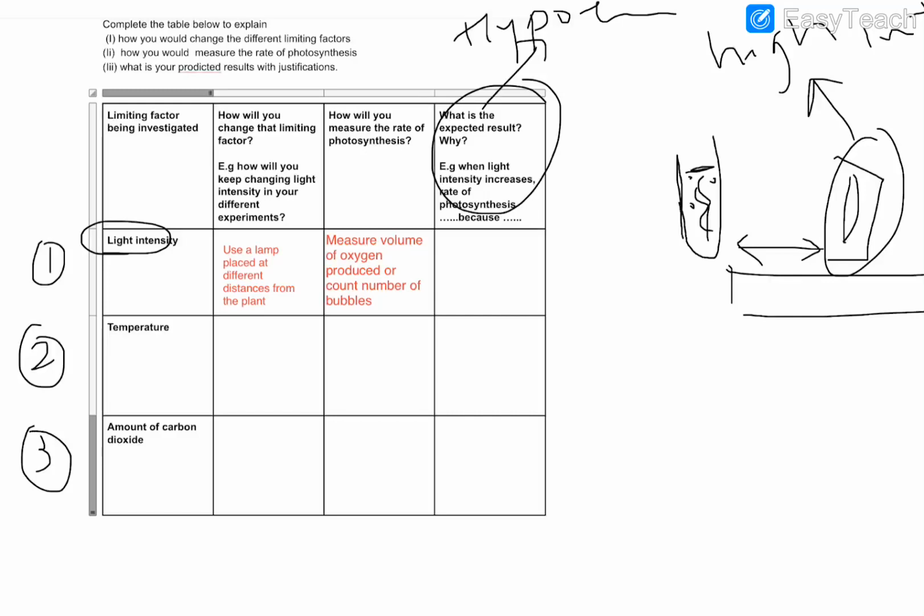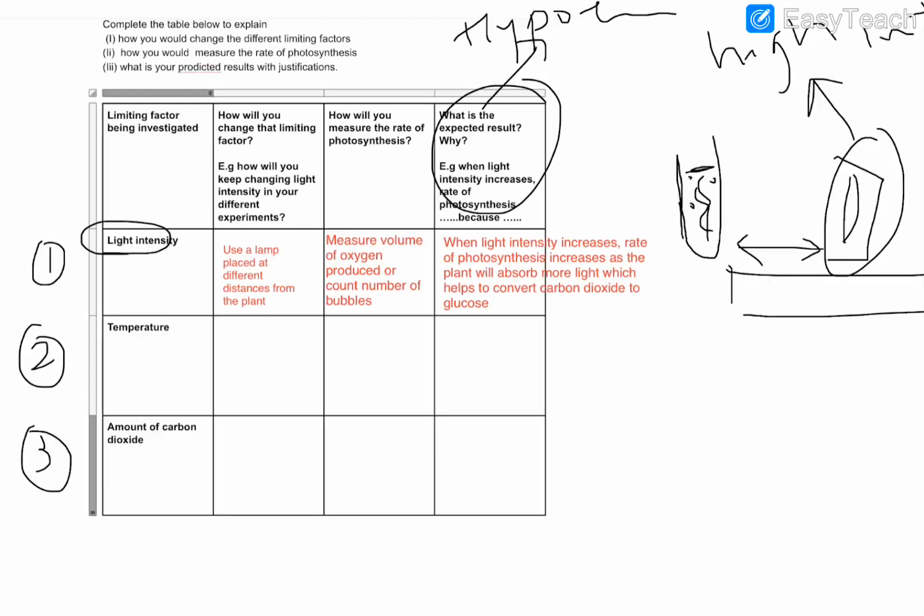So when light intensity increases, rate of photosynthesis increases because the plant is going to have more light to be able to convert carbon dioxide to glucose. Okay? So that's the answer. So when light intensity increases, photosynthesis increases as plants will absorb more light, which helps to convert carbon dioxide to glucose. Now, light acts as a catalyst, which means that it's going to make the reaction go faster.